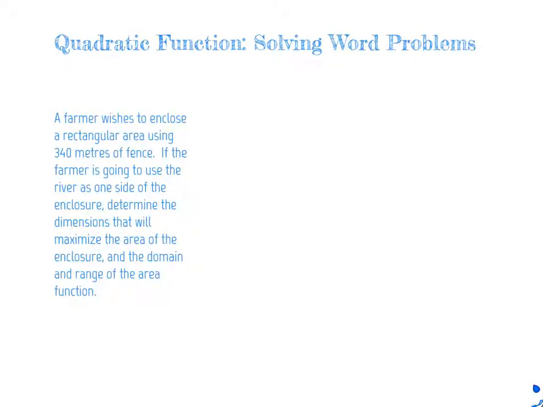The first thing you want to do when looking at word problems is make sure that you understand what's being asked. So when you read through the problem, you want to pick out the important information. In this case, a farmer wishes to enclose a rectangular area using 340 meters of fence. The farmer is going to use the river as one side of the enclosure, and you want to determine the dimensions that will maximize the area, as well as find the domain and range of the area function.